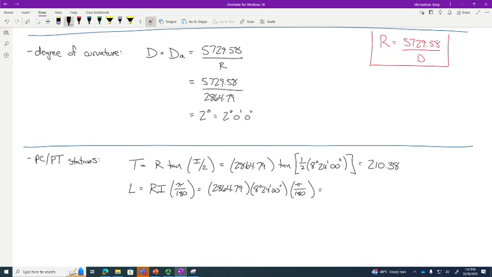So 420.00. Do I have a second? So note that the length of the curve does not equal two tangent. They're not the same thing. Okay? So we'll do it this way. We'll do the PC station, which is the PI station minus the tangent.